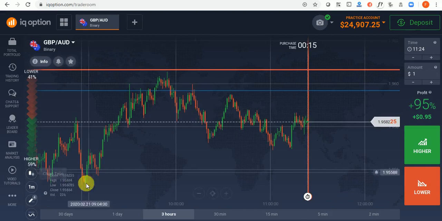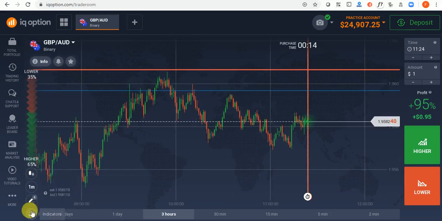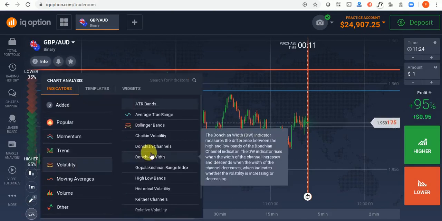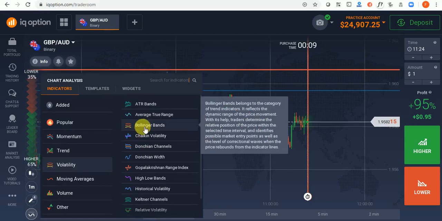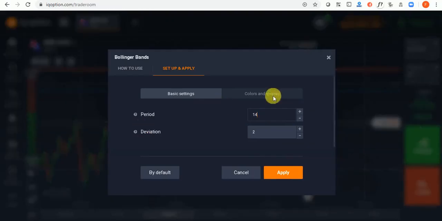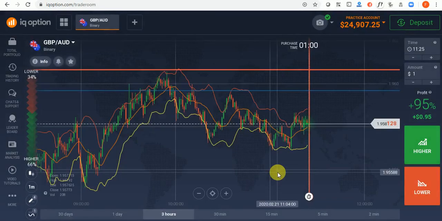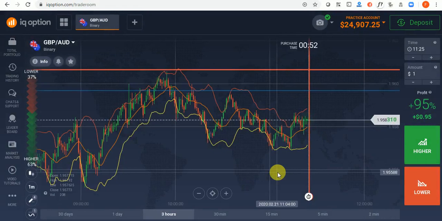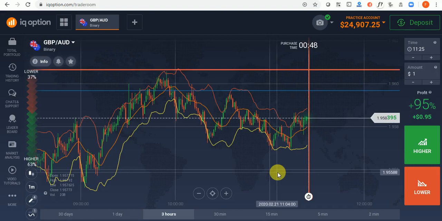Bollinger Bands. And how do you get that tool? You go to your indicator, you look for Bollinger Band, you click on Bollinger Band, you take the default setting, which is a period of 14 and deviation of 2, you apply. Now once you apply, what you're looking for is the total number of consecutive candlesticks that show movement in the direction that you are hoping to trade.